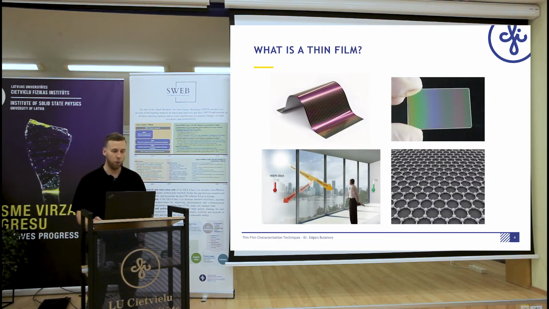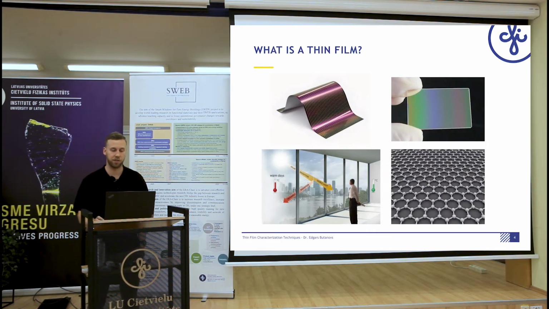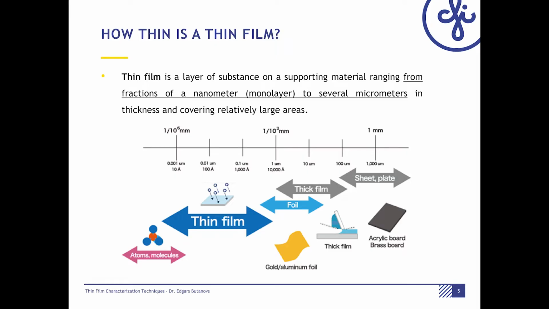So, what is a thin film? It's a thin coating on a supporting substrate. It can be either a solid or flexible substrate, and it can be very thin, even a few nanometers thick, a few atoms thick, or a bit thicker, as well as it can be deposited on very small substrates or very large substrates, such as large area glass. How thin a thin film is typically defined as fractions from a few nanometers or a monolayer to several micrometers.